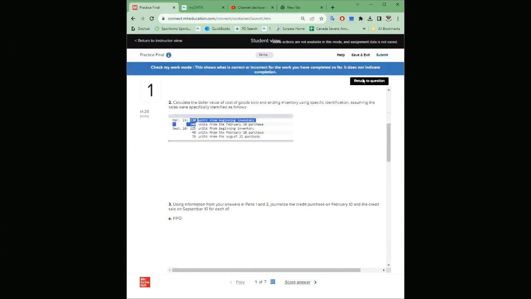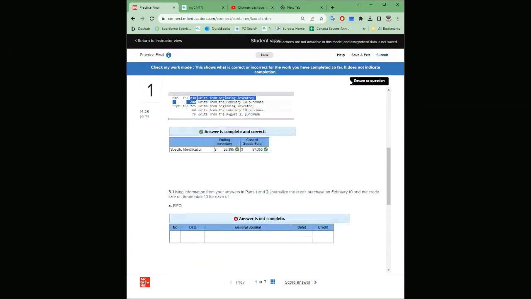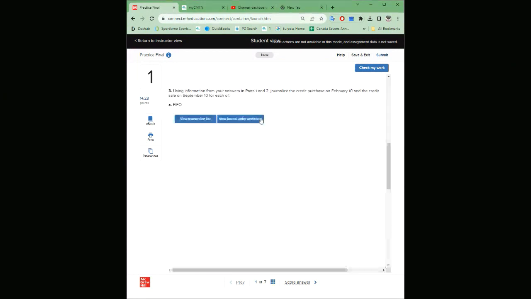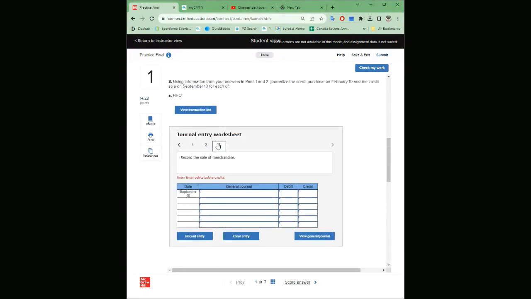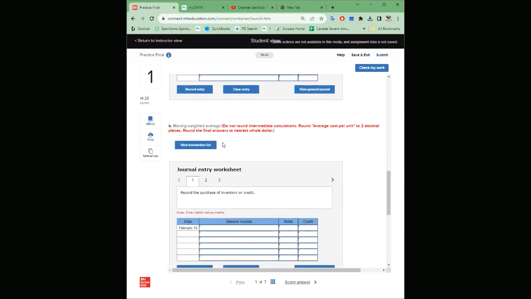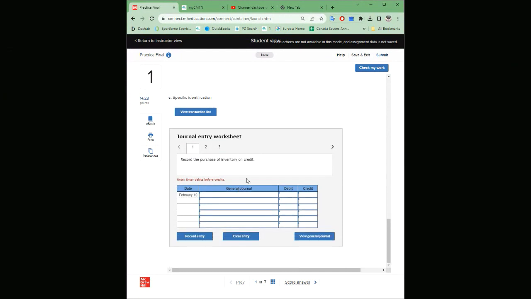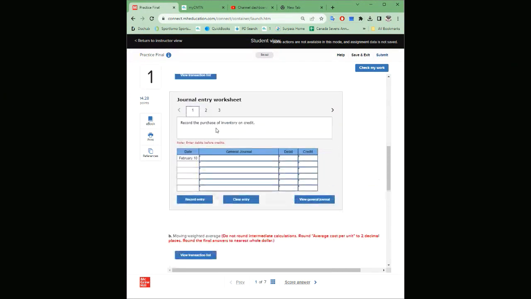We are going to do three entries for each type. So we have FIFO here. So I'm going to need my spreadsheet. You'll actually have to do this by paper. So we'll go back to our FIFO here.